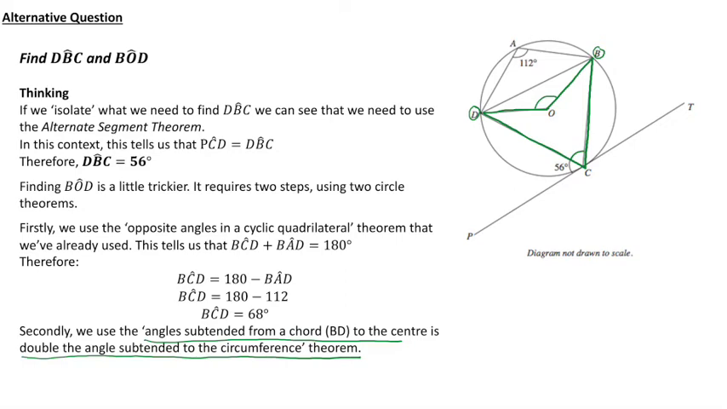So, because we know what the angle at C is, we can use this, and it tells us that BOD, which is the one we've been asked to find, is 2 times BCD. That means BOD is 2 times 68, which we've just worked out before, and that means BOD is 136 degrees.